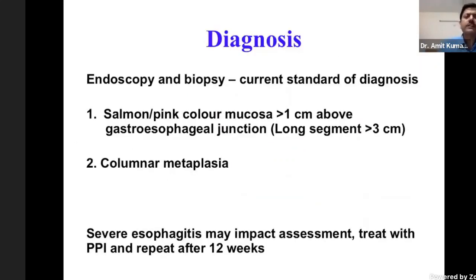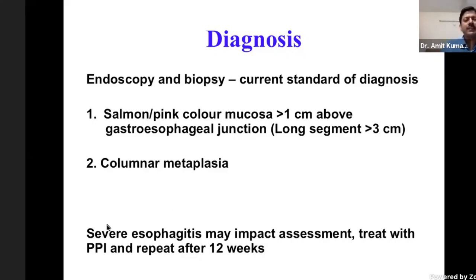The current standard of diagnosis of Barrett's is basically endoscopy and biopsy. When you do endoscopy and you find this salmon or pink colored mucosa, which extends for at least more than 1 centimeter above the GE junction, then you suspect Barrett's. And then in this segment of mucosa, you take biopsies. And if the biopsy shows columnar metaplasia, that's when you confirm that the patient has Barrett's.